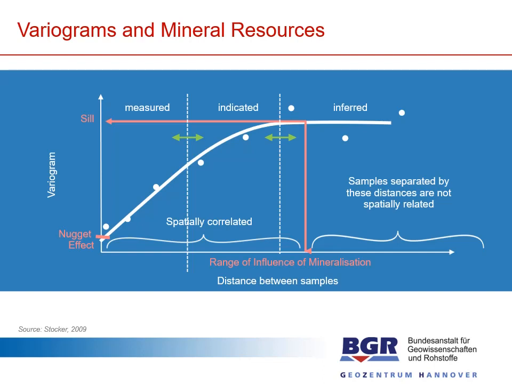And that is why on the left-hand side, where you have a high spatial relation, you have a measured resource. And going more to the right-hand side, this knowledge about the ore body is decreasing, and that is why this part of the ore body is only an indicated resource. When you've reached the sill of this variogram, you might still have intersects of interesting grades of mineralization, but one drill hole is not spatially related to the neighboring drill hole. That is why you can at a maximum say this is an inferred resource, or you may not even say that. You can only say that there is a mineralization, but you cannot call it a resource.